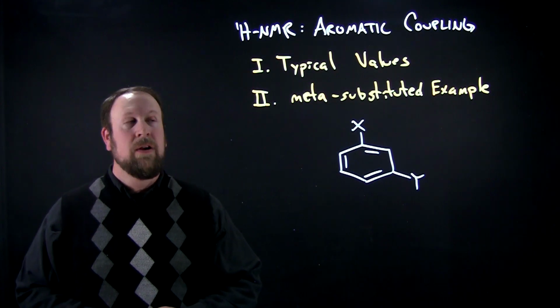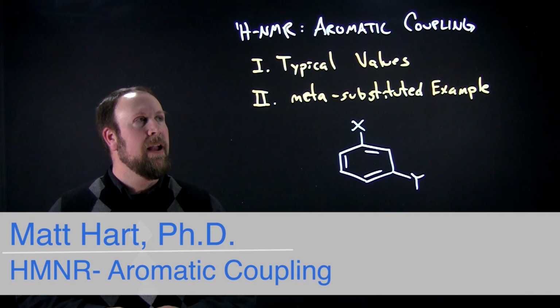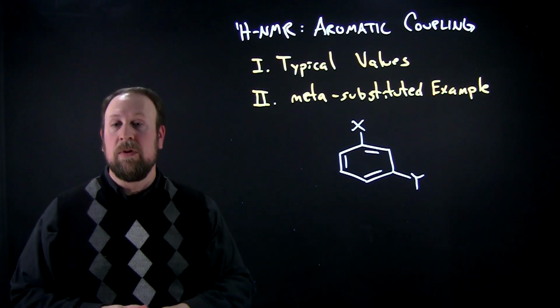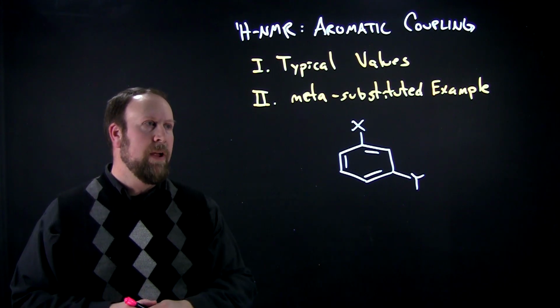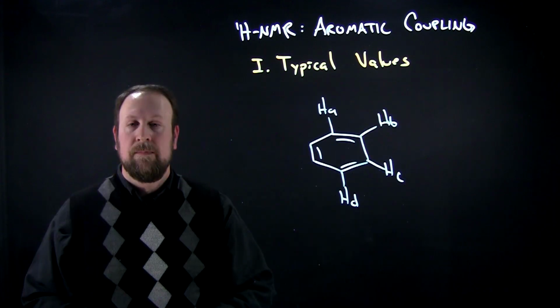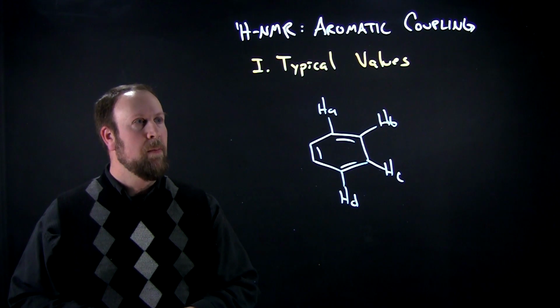Welcome to another video. In this case, we're going to talk about some NMR techniques. We're going to look at aromatic coupling. We're first going to look at some typical values of what to expect when we see coupling in aromatic rings, and I'm going to walk through an example where we have a meta-substituted system like this. All right, so let's take a look at some typical coupling values that we're going to see in aromatic systems.